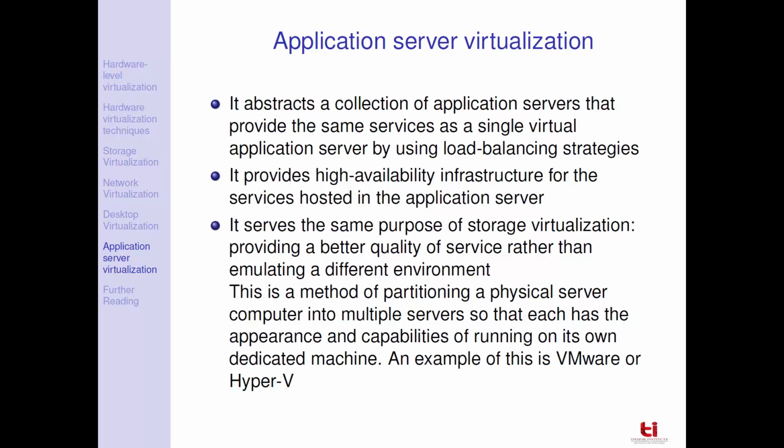So if requests are coming, there is a load balancer which does this load balancing. The load balancer will check the load of each of the physical application servers, though virtually they are one. It will check the load of each application server individually, and will allocate that service request to the application server which is most lightly loaded. So this is called the load balancing strategy.